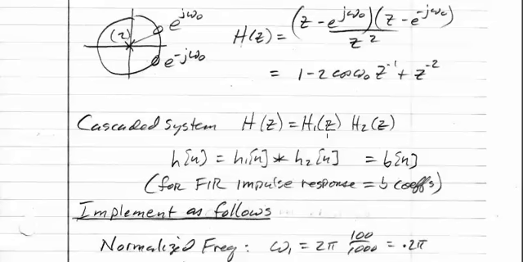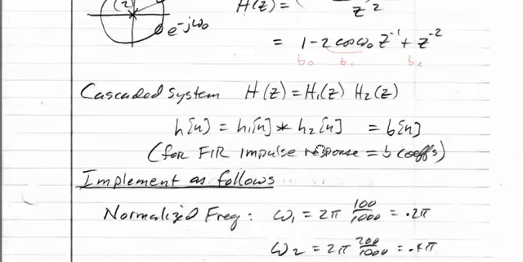If we want to cascade two notch filters, we just multiply them together in the frequency domain, or we can convolve their impulse responses. And remember that for FIR filters, the impulse response function, the h's, are the same as the b coefficients. They're identical. So we could convolve these coefficients. There's b0, there's b1, and 1 is b2.